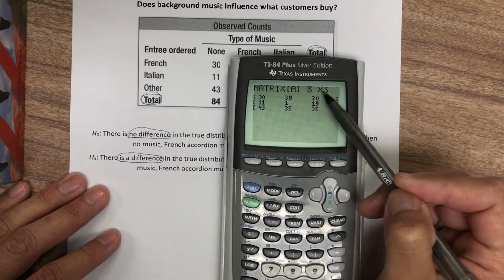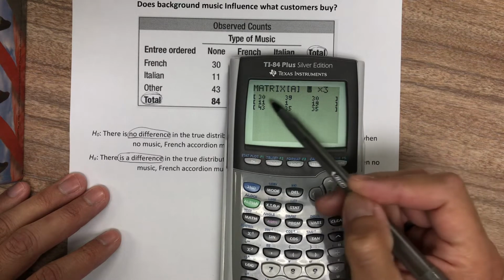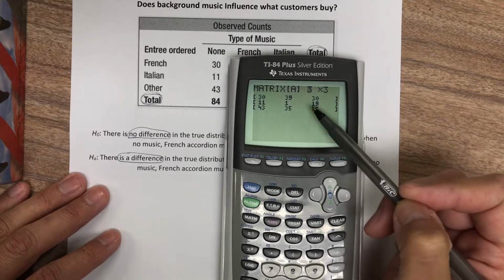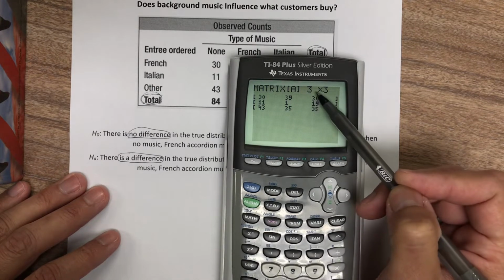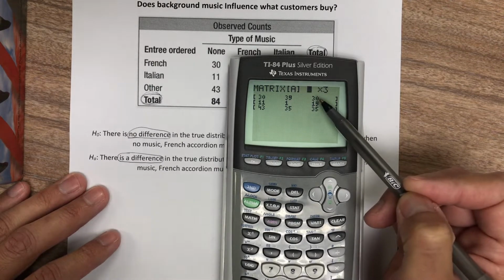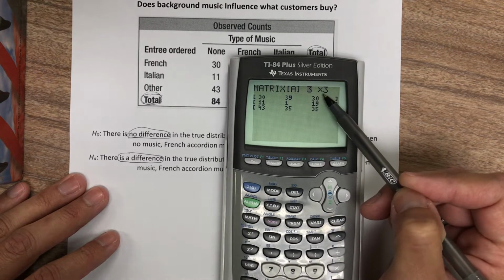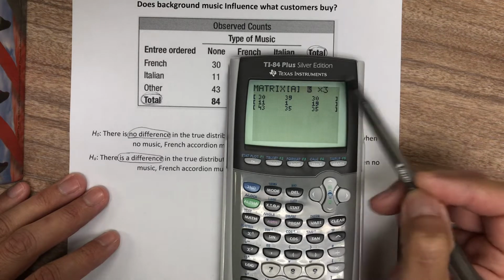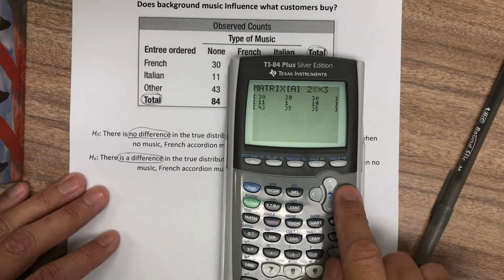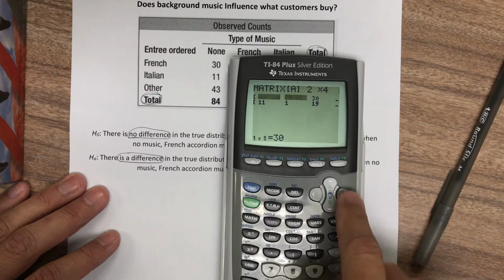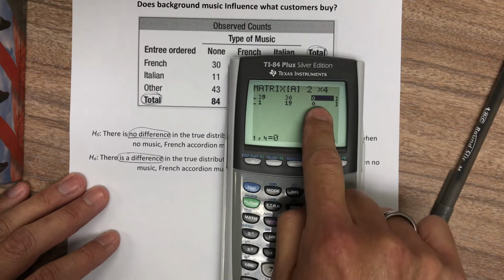That's why this is a 3 by 3. We have 3 rows and 3 columns. If you have 2 rows, it will be a 2 by 3. And if you have 1 column, let's say 3 rows and 1 column, it will be 3 by 1. And you can change it, for example to 2 by 4. So we have 2 rows and 4 columns. You don't see the fourth one, but the fourth column is here.